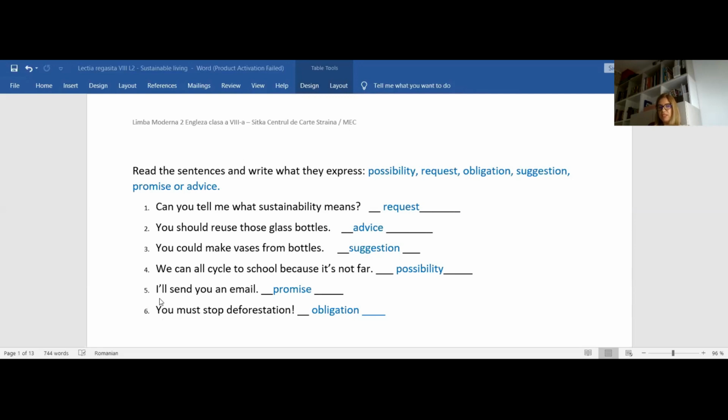In the fifth sentence, I'll send you an email. Here we have the modal verb will for a promise. And in the last sentence, you must stop deforestation. Here we have the modal verb must to express obligation.